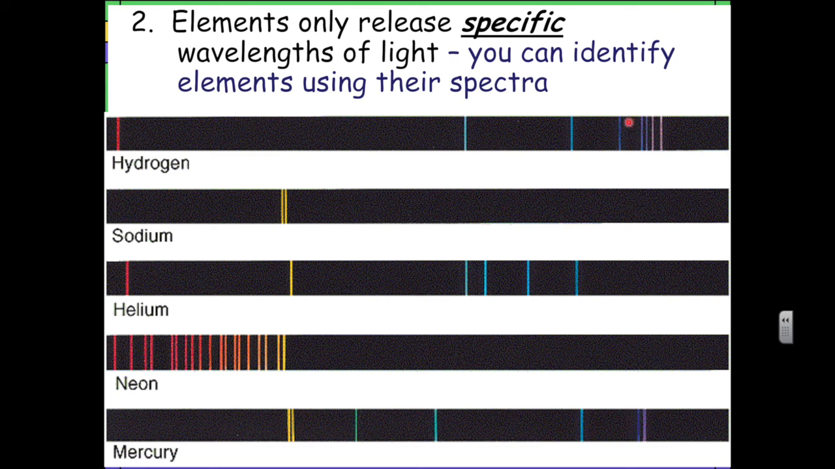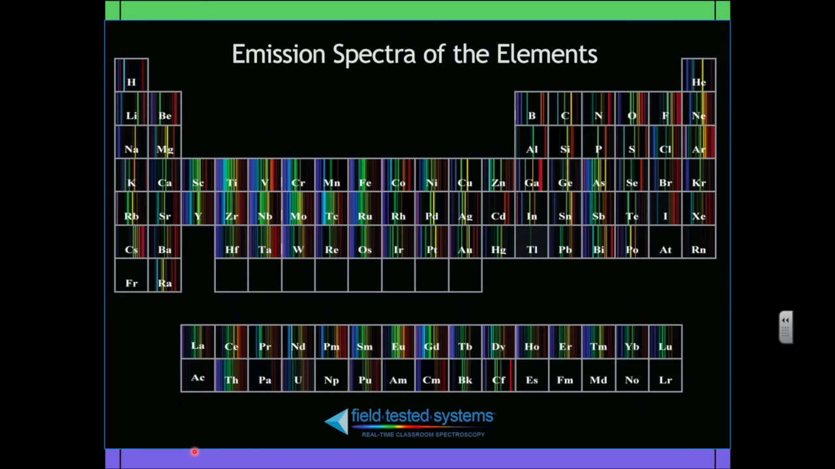So you can actually use spectroscopy to identify specific elements, which is really cool. That's what our flame test lab is about. So we have hydrogen here. It has a specific spectra. Sodium's is here. Here's helium. Here's neon. So we get more electrons, so we get this. And then here's mercury.